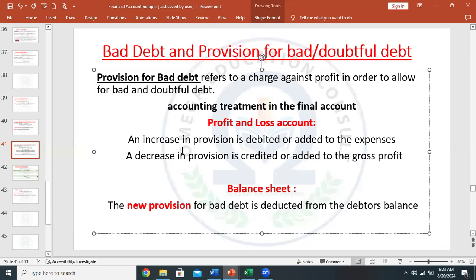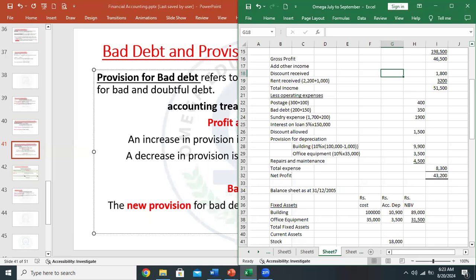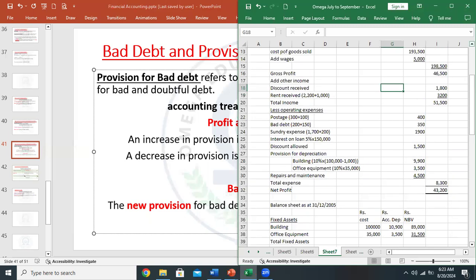Yes, sir. Okay. So that is to say that in the event that you have to decrease the provision, the decrease will not be an expense, but it will be a gain. So in that circumstance, you are going to add it to your gross profit. In the balance sheet, you still less from the debtors balance.